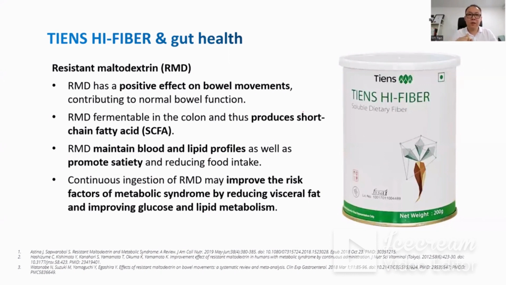This is the product that I would like to introduce to you if you are having these gut problems. We have some very good products that you can make use of. The first thing I would like to introduce is the Tiens high fiber. We have three major ingredients in the high fiber. Number one is resistant maltodextrin, number two is inulin, and number three is guar gum.